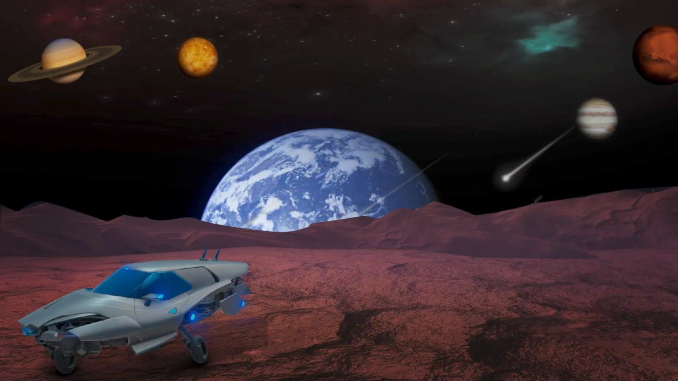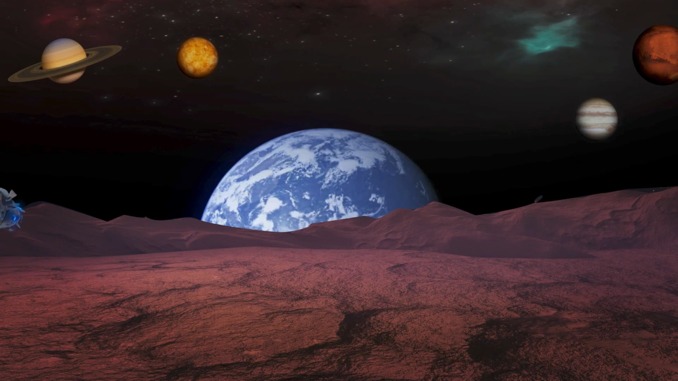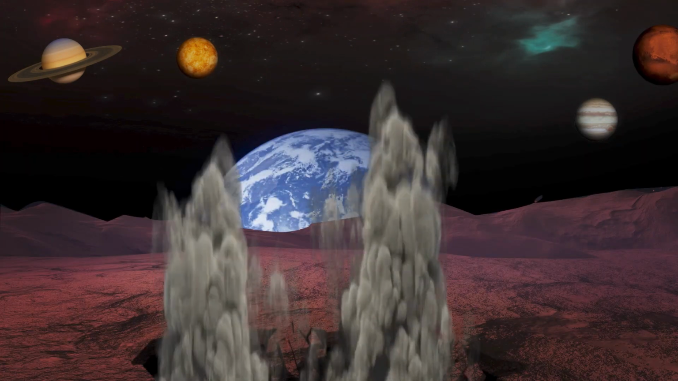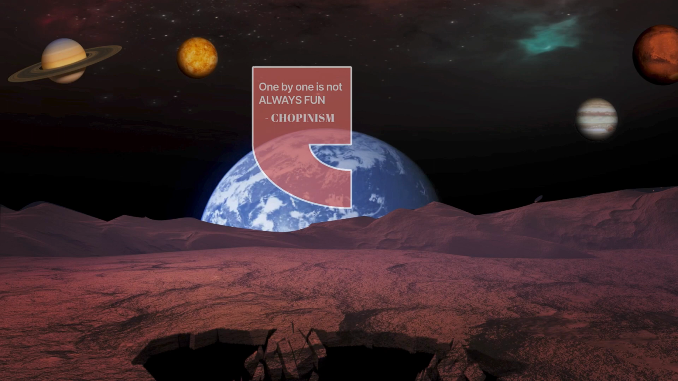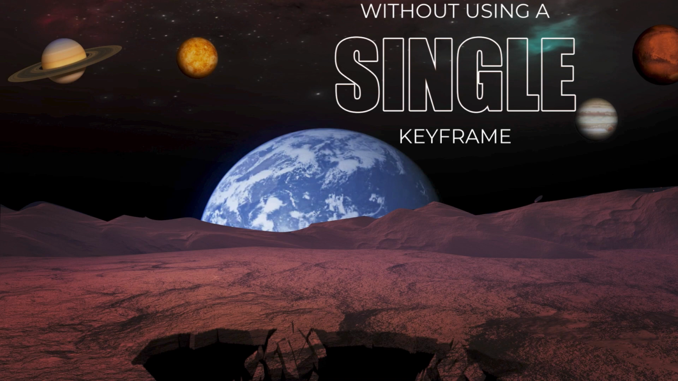Typically, most users create animations one at a time, as seen in this example. However, the problem with this approach is, one by one is not always fun. So let's see how to animate multiple objects without using a single keyframe.